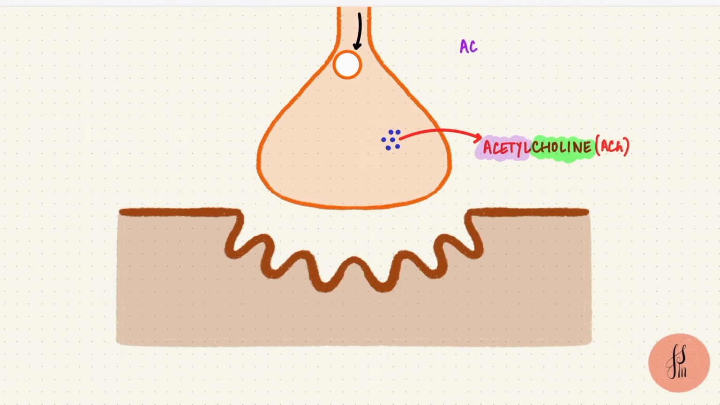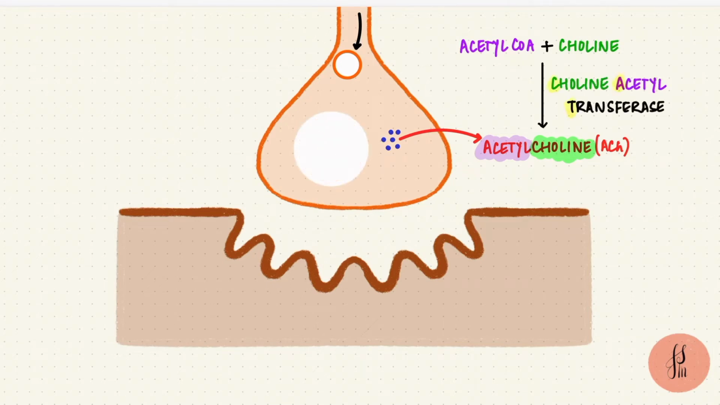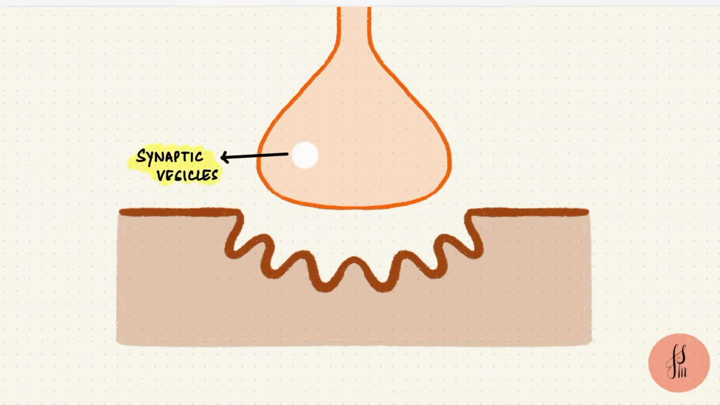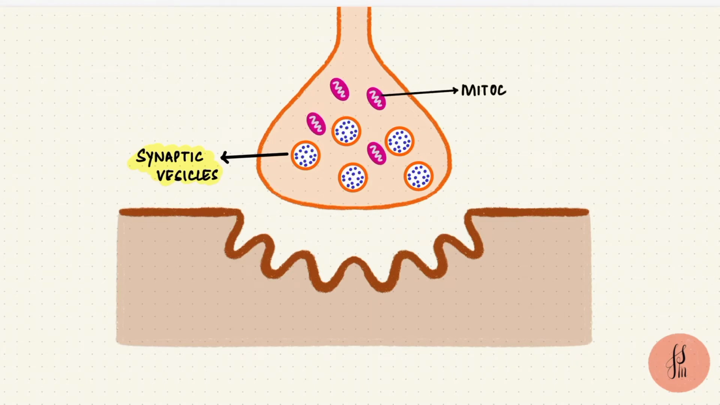Acetylcholine is synthesized by acetyl coenzyme A plus choline, and the enzyme that works here is choline acetyltransferase. ATP is hydrolyzed to bring the hydrogen ions into the lumen against the concentration gradient. Then, by an acetylcholine hydrogen ion exchanger, the hydrogen ions leave the vesicle and the acetylcholine enters. These are called synaptic vesicles, and each synaptic vesicle has got lots of acetylcholine molecules in it. Since energy is needed for the synthesis of acetylcholine, there is also mitochondria in the synaptic terminal.